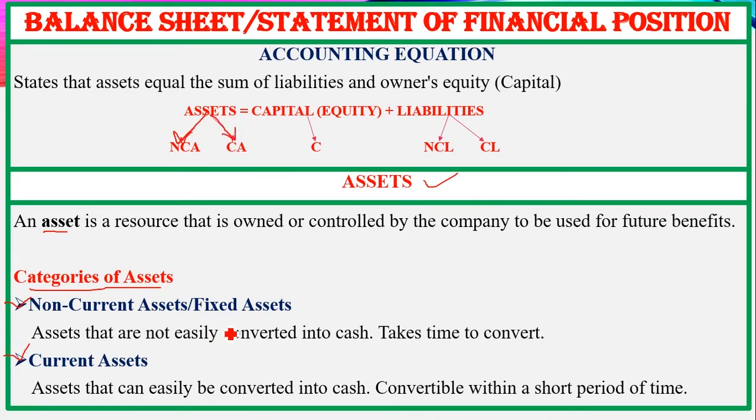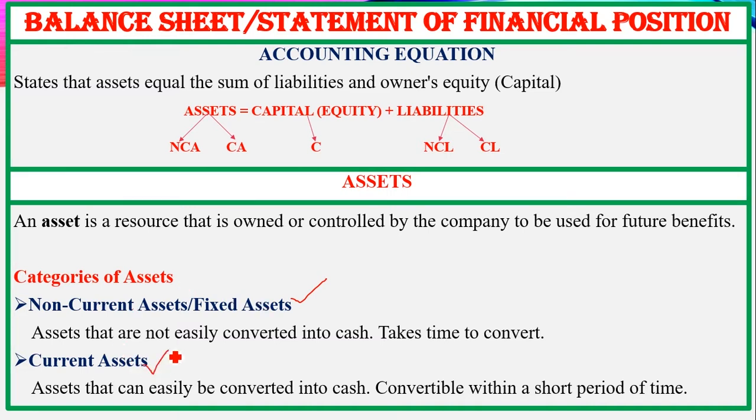Let's start by discussing what non-current assets are. Non-current assets or fixed assets are those assets that are not easily convertible into cash. You cannot convert them into cash easily. They take time for you to be able to convert them into cash. For example, a building. Before you convert a building into cash, it will involve a lot of paperwork, a lot of processes, and therefore it takes some time before it is converted into cash.